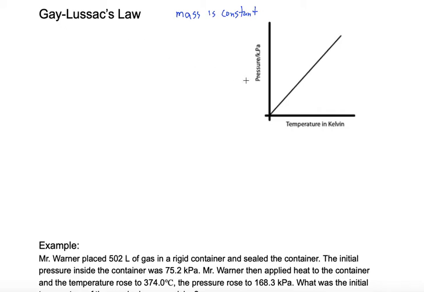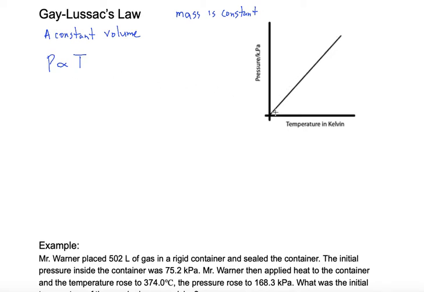This time, Gay-Lussac's law looks at pressure and temperature, which means we also have to have a constant volume. So if you're dealing with a gas in something rigid, the volume can't change. This is important when we're dealing with Gay-Lussac's law. Gay-Lussac's law says that at a constant volume, the pressure is directly proportional to the temperature. If you look at the graph, as pressure goes up, so does the temperature. That's why we see this nice relationship here.